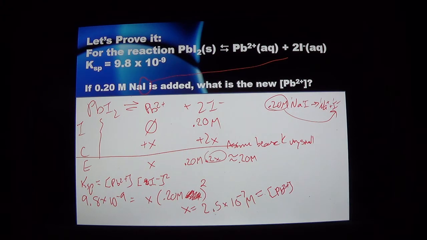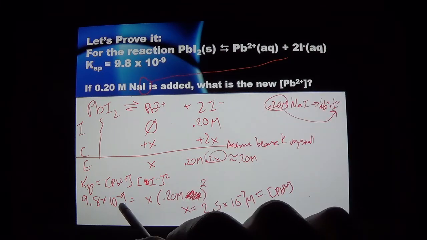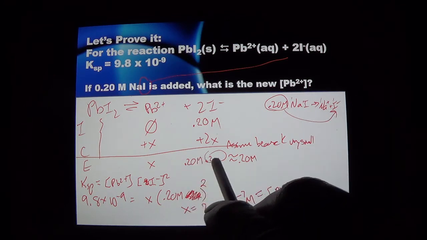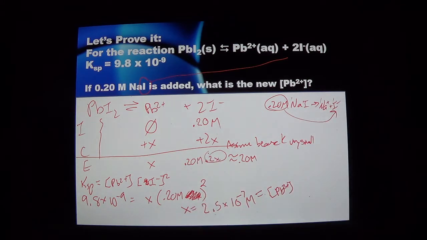So yes, my assumption was most definitely correct, and it is more than likely going to be correct for all of KSP, because by definition we're looking at things that are very, very tiny amounts of solubility. So we're looking at very low numbers for K. So do expect to make the assumption. It even works out in this case to simplify the math. Be sure you make a statement when you do that.